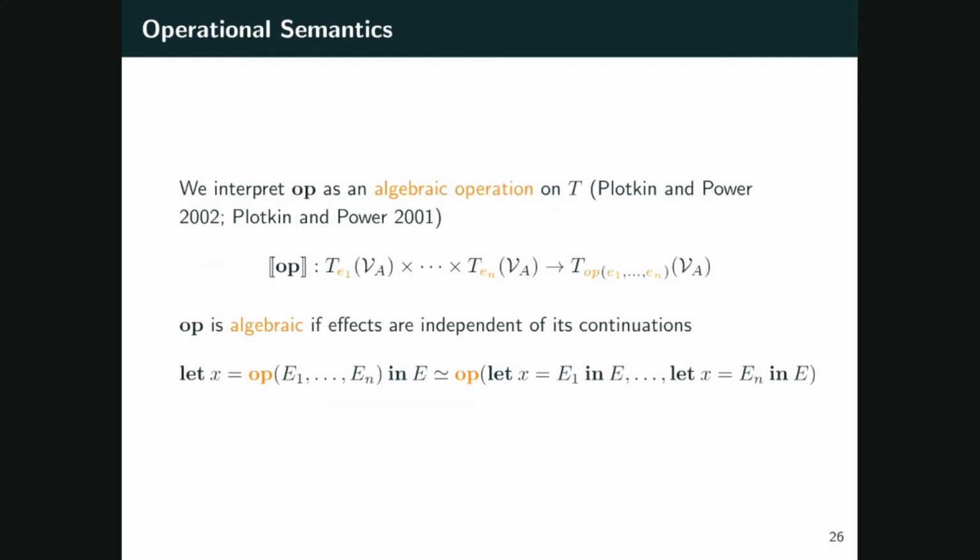And for that, we follow Plotkin and Power, and we interpret the operation symbols as algebraic operations on the monad, which again should be adapted to our graded setting, relying on the operations in the effect algebra. And for this talk, it's not necessary to know what an algebraic operation is. Just some computational intuition is enough. An algebraic operation is an operation whose behavior is independent of its continuations, which essentially means that operations commute with sequencing in our calculus.